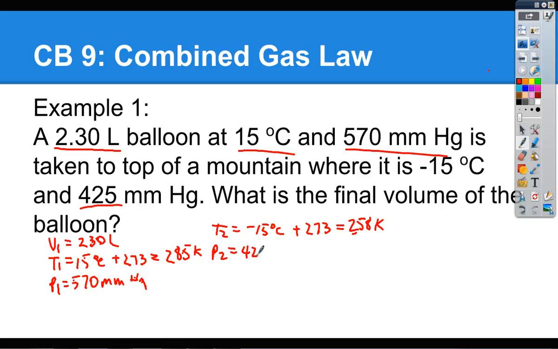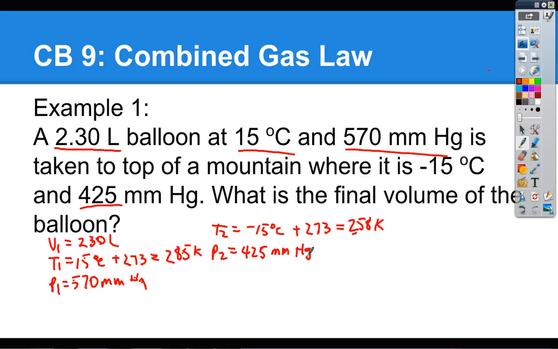And then the new pressure, P2, is equal to 425 millimeters of mercury. Now be careful with these problems. Make sure that you always convert your temperatures over to kelvins and make sure that your pressures are in the same units. If a problem gives you the pressure in millimeters of mercury and then changes on you and tells you in atmospheres, you've got to convert that over. Just remember your conversion factors: 1 atmosphere equals 760 millimeters of mercury, which is equal to 101.3 kilopascals, which is also equal to 14.7 pounds per square inch.